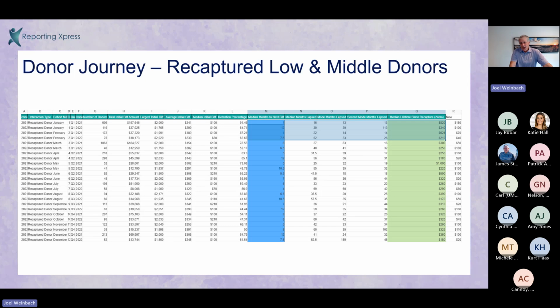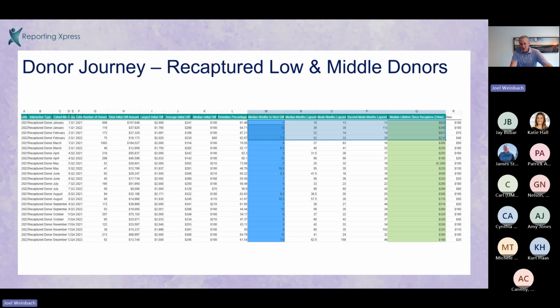Now, what happens if you lose them? If you lose a low or a middle donor, why do you care, or why do you want to try to get them back? Well, what gets interesting is if I lose a donor and get them back, the value of that donor goes up. It goes up pretty significantly.